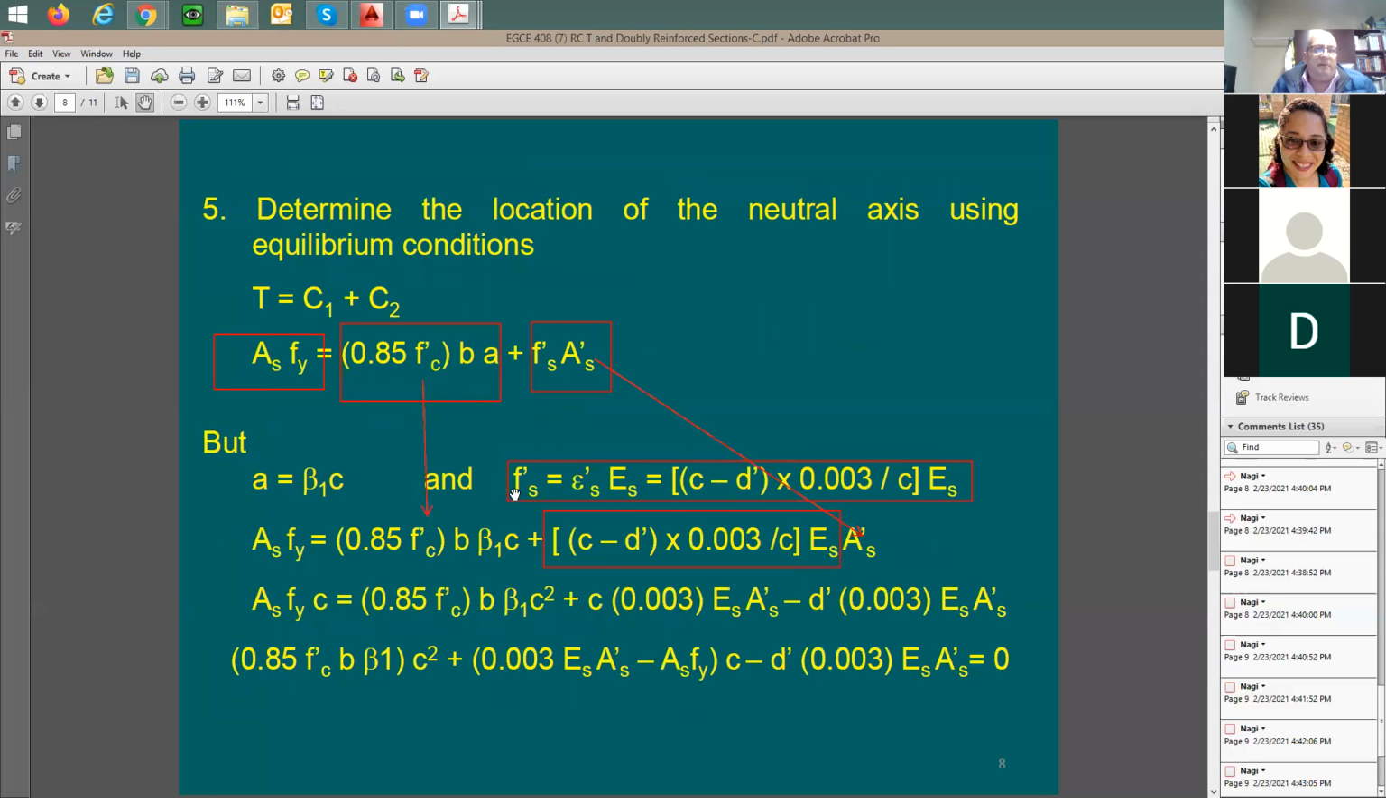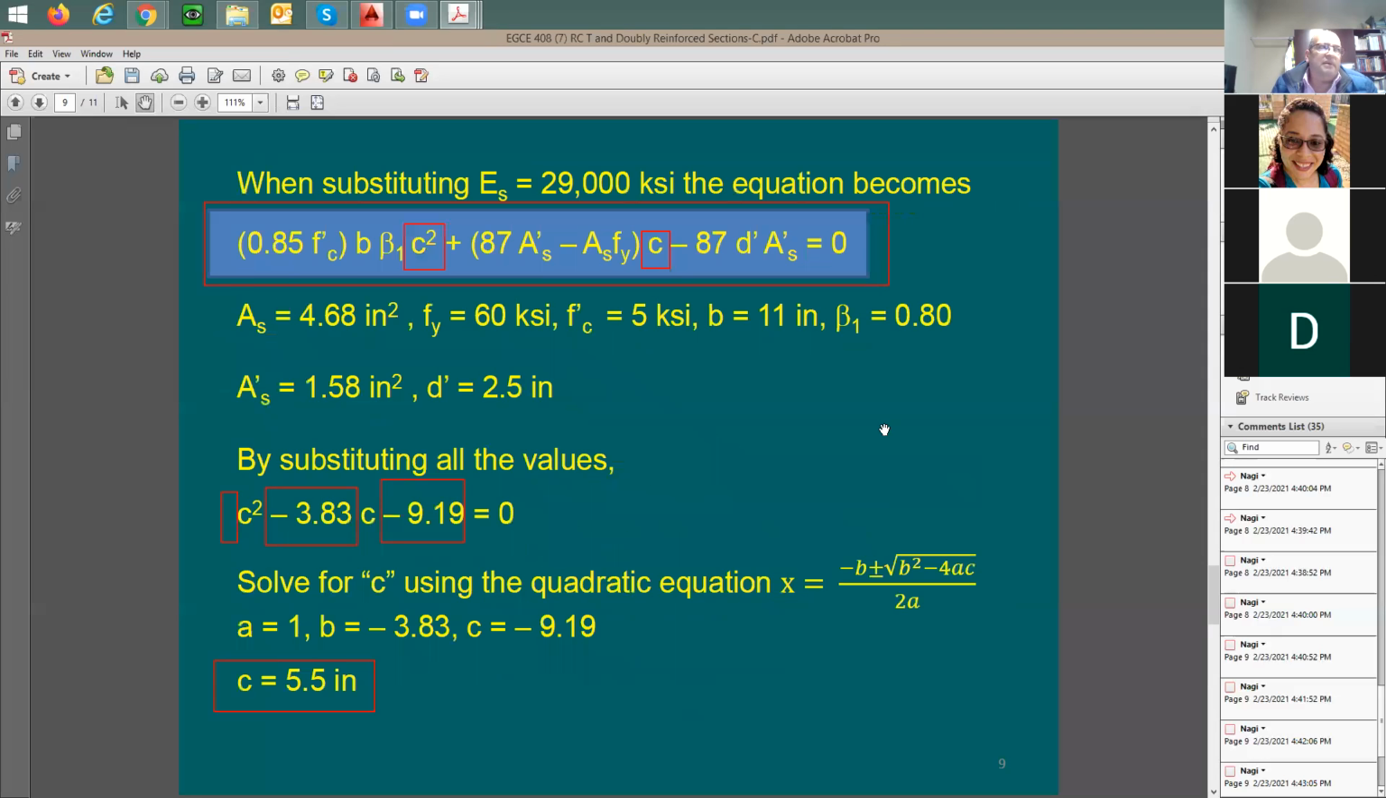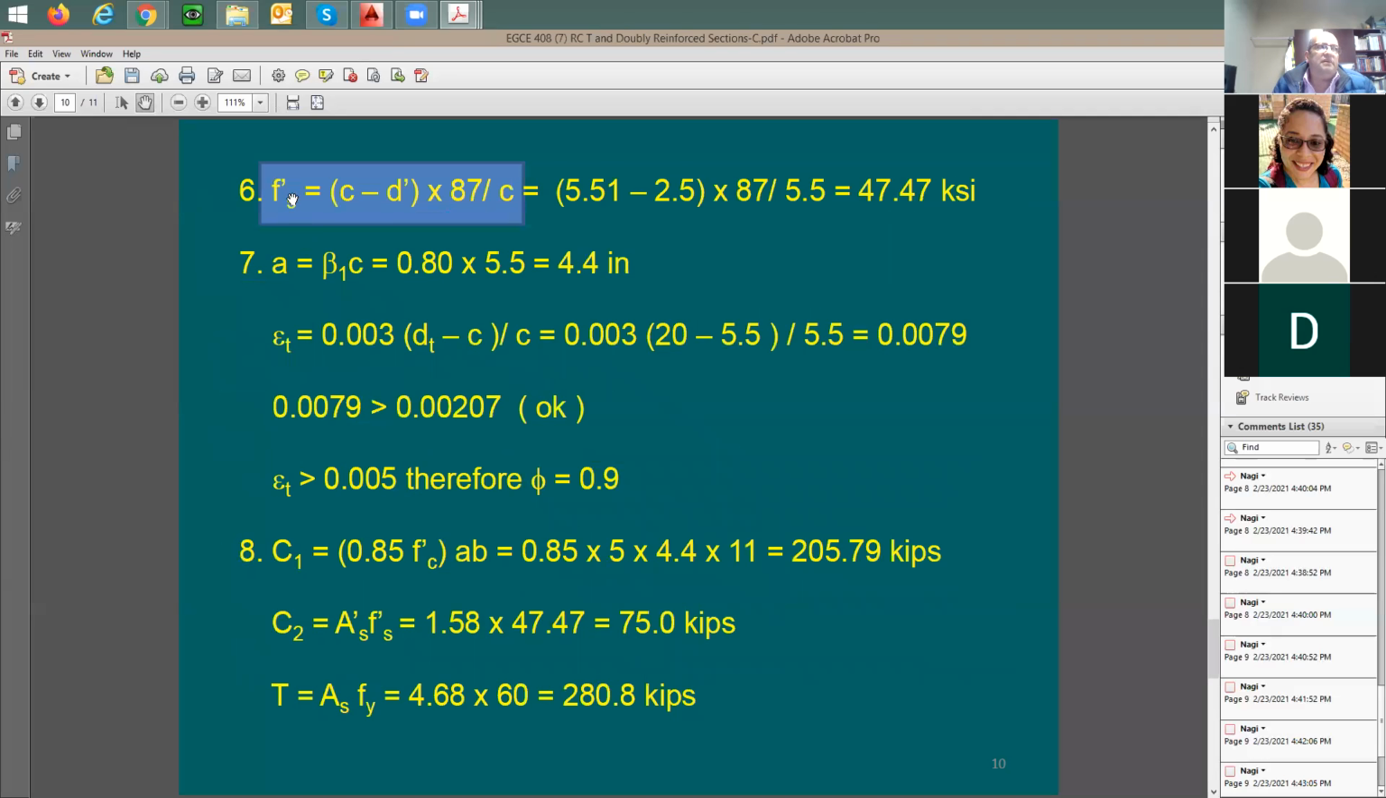Fs equals what? From this equation, it is equal to C minus D prime. Now you solve for C: C is going to be 5.5 inches times 0.03 divided by C times Es. This is going to give you the stress in the steel directly. So, okay, let me try this. Here's the equation. Now I have the steel stress on the top is going to be 47.47 KSI.